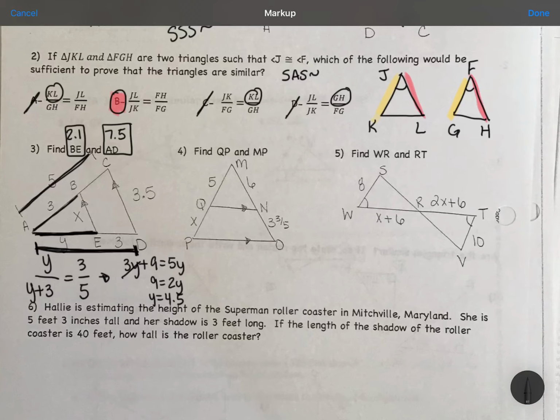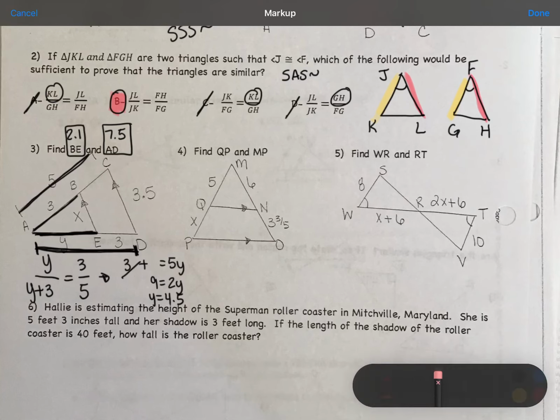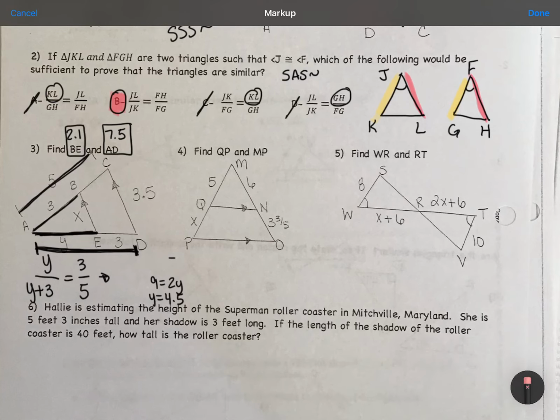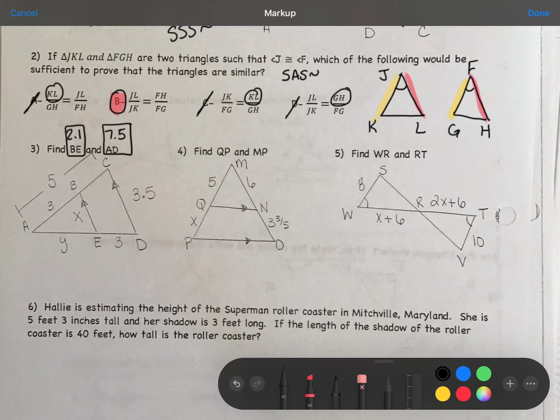All right, number 4. You can try number 4, or you can just watch me do it. It'd be nice if you pause the video and try it. All right, I'm going to get rid of all this stuff out of my way. Hopefully you've got it written down. If not, you can pause the video and go back. All right. Let's see here.